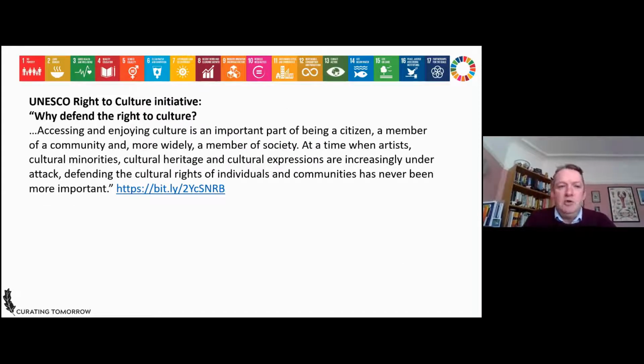But the right to culture is under attack in lots of ways, and accessing and enjoying culture is an important part of being a citizen, a member of a community, and more widely, a member of society. So at a time when artists, cultural minorities, cultural heritage and cultural expressions are increasingly under attack, defending the cultural rights of individuals and communities has never been more important. And this is from an initiative that UNESCO runs called the Right to Culture, and the link is there.